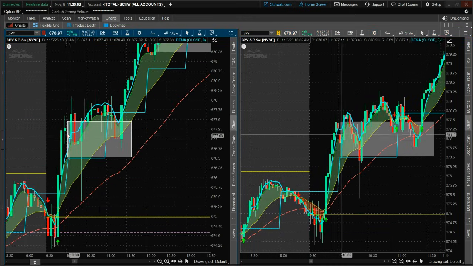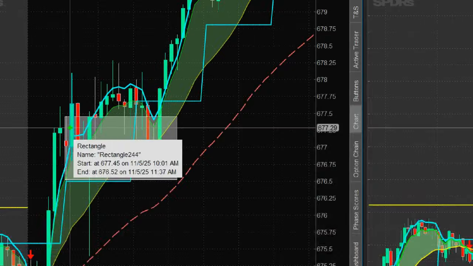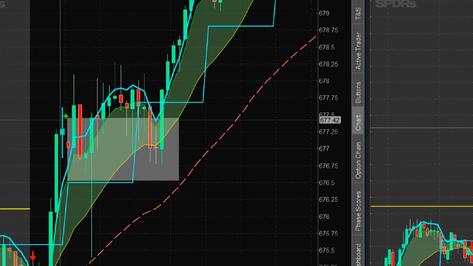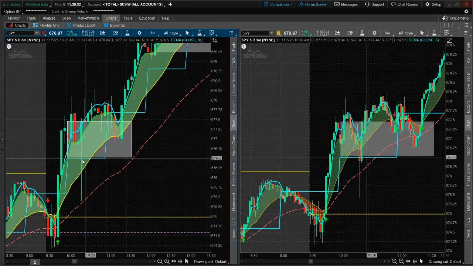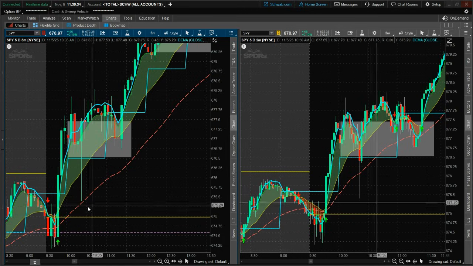We did get a red bar ignored that creates, once again, the area of value right here. And until it breaks, we're bullish. I cannot stress that enough. Until this zone breaks, I am bullish. I'm not shorting into it, okay? This is an RBI. It is bullish until we break.